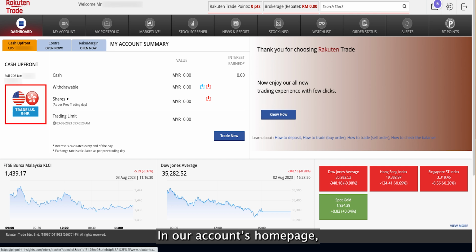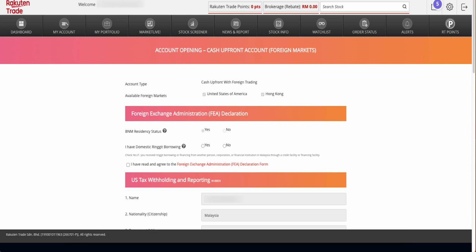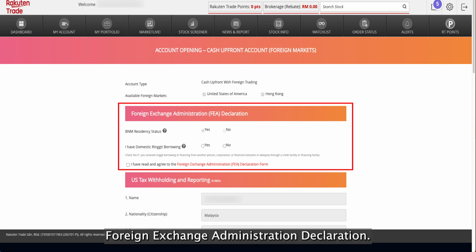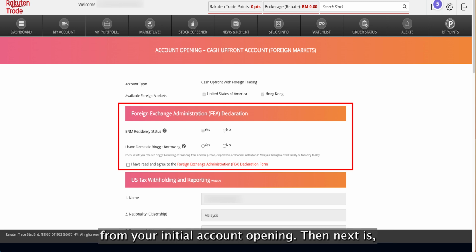In our account's homepage on the left, we see Trade US and HK. So click it. So when opening a foreign share trading account, there is additional information that needs to be provided to fulfill certain regulatory requirements. So we see here Foreign Exchange Administration Declaration and BNM residency status is already selected by default from your initial account opening. Then next is I have domestic ringgit borrowing.